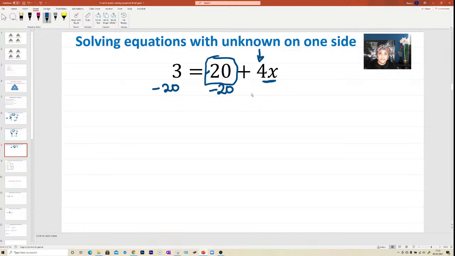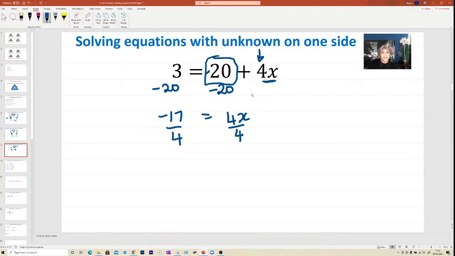And now let's do the math. 3 take away 20. What do we get? It's a negative 17, guys. Okay? Equals to 20 take away 20. Gone. Okay? 0. We don't want 20 there. Equals to 4x. Now we don't want 4x, we want just 1x. So divide by 4 on both sides. Divide by 4 here and divide by 4 here.